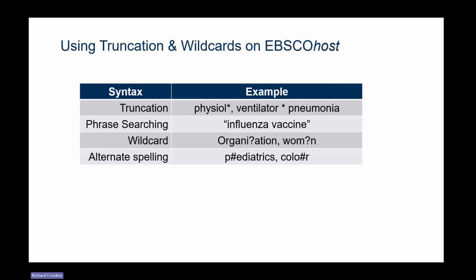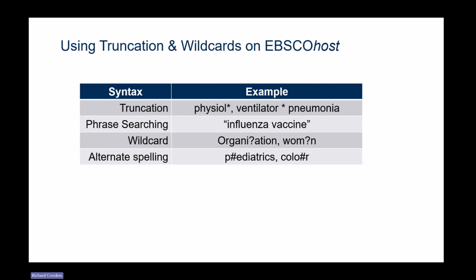Now we have a single character replacement, the question mark, another wildcard. As I said, that will replace a single unknown character. So if you want to search for both woman and women, then just replace the A or the E with a question mark and you will find both variations.